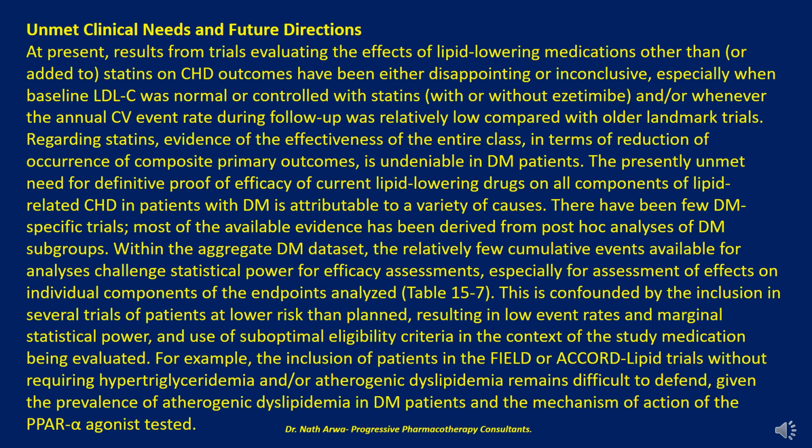Within the aggregate diabetes mellitus dataset, the relatively few cumulative events available for analyses challenge statistical power for efficacy assessments, especially for assessment of effects on individual components of the endpoints analyzed, as shown in Table 15.7. This is confounded by the inclusion in several trials of patients at lower risk than planned, resulting in low event rates and marginal statistical power, and use of suboptimal eligibility criteria in the context of the study medication being evaluated.